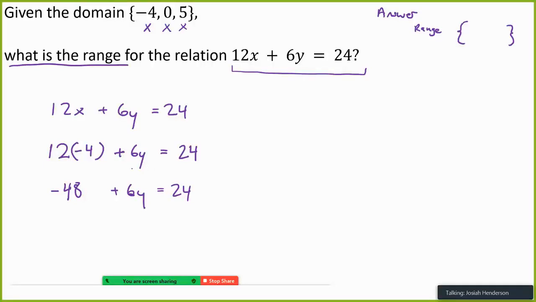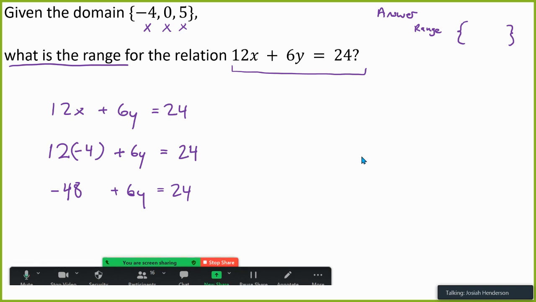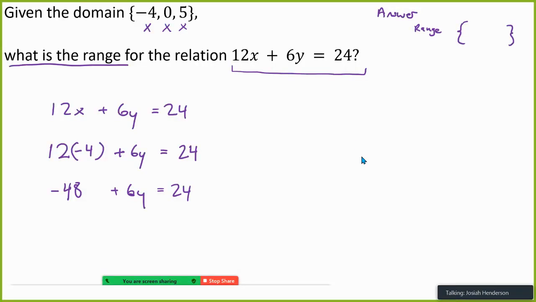Now remember, the goal here is to get y equals a number. We're solving it for y. We're isolating the y. So this is where we want to undo the actions happening to the y. It's being added to the -48, so we're going to have to cancel that out. And it's being multiplied by 6. We've got to cancel that out as well.